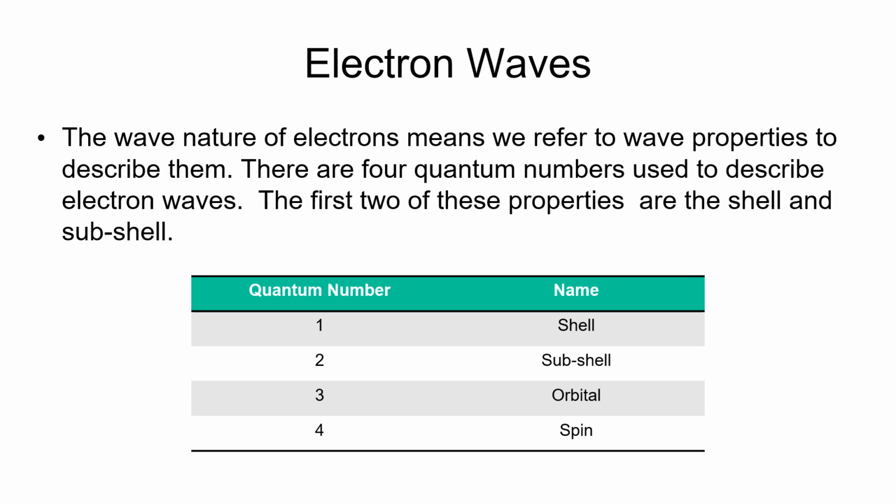So there are four numbers used to describe different properties of the quantum mechanical wave features of an electron. So 1, 2, 3, 4. The first two we're going to look at in this lesson, which are called shell and subshell, and the second two we'll learn about in the following lesson called orbital and spin. So yes, shell and subshell, here we go.